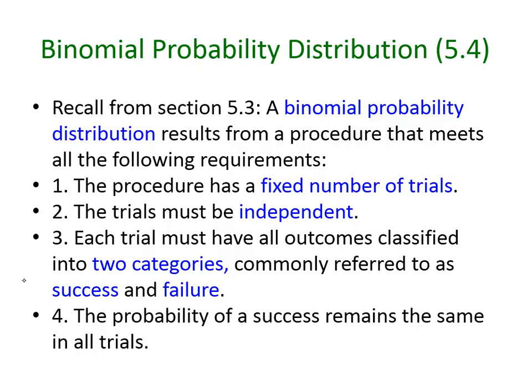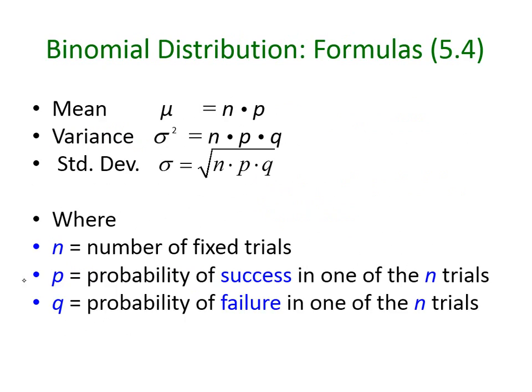And so when you have just the 2 options, it makes it a little easier to work through things. The probability of a success remains the same in all the trials. If we meet all of these, then finding the mean, variance, and standard deviation is much easier to do.